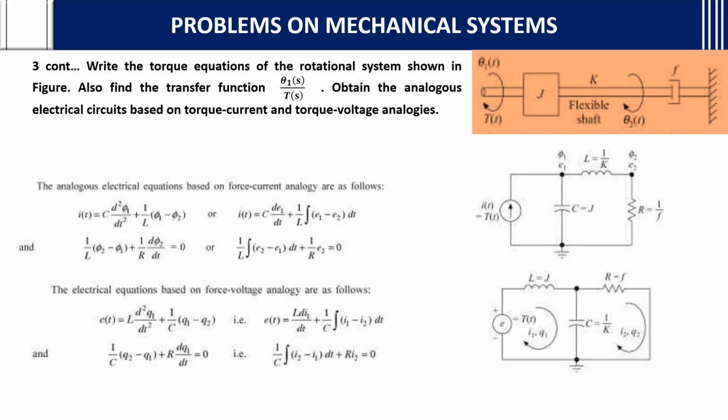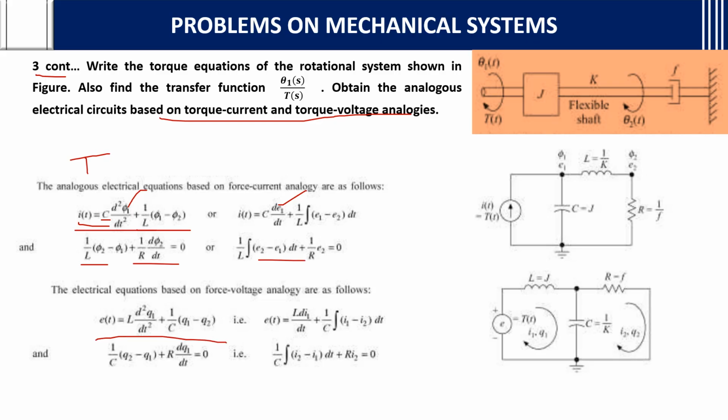This is the continuation for the third question. What they asked for are the torque current and torque voltage analogies. Already we have the main equations. From that, in place of T you are going to take I, and J as C, F as 1 by L, and K as 1 by R. Like that you will take. After taking, you can write this phi as E, here also phi as E for both equations.